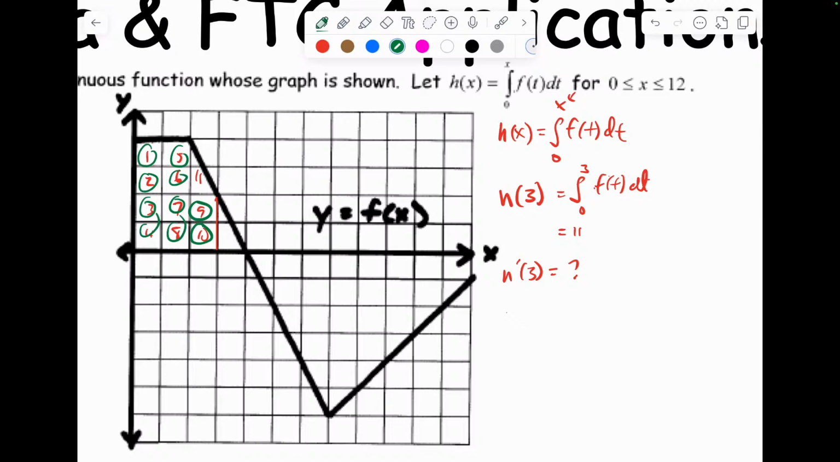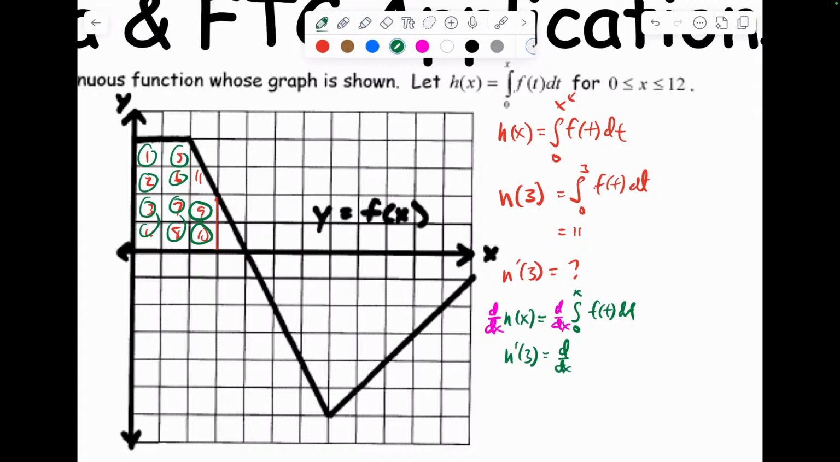So now I'm going to show you why. If you think about this, h of x is equal to the integral from 0 to x of f of t dt. If I want h prime of 3, that means I have to take a derivative of this side and the derivative of this side. Does that make sense? And this side is going to become h prime of 3. This part is equal to d/dx.